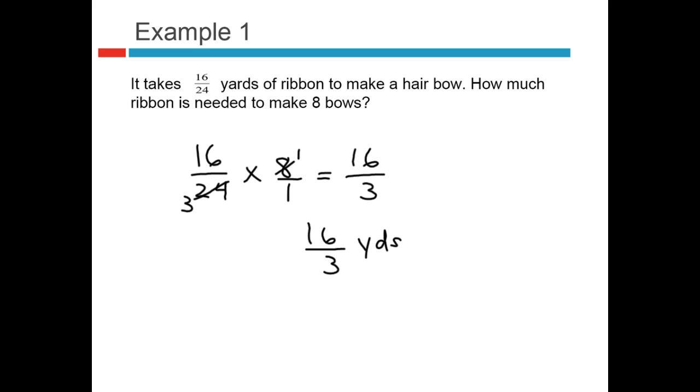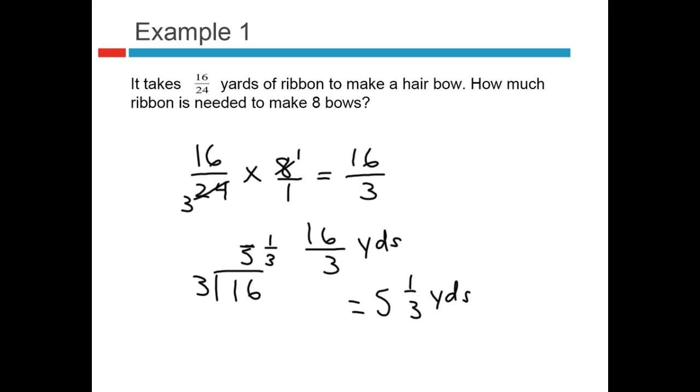At this point, we have an improper fraction as our number of yards. What we could do now is change this to a mixed number. In order to make this into a mixed number, we take 16 and divide it by 3. So 16 divided by 3, well, 3 goes into 16 5 times with a remainder of 1. So our remainder will go in the top of a fraction, and we'll use our divisor down below. And so 16 thirds yards of ribbon is equivalent to 5 1/3 yards of ribbon.